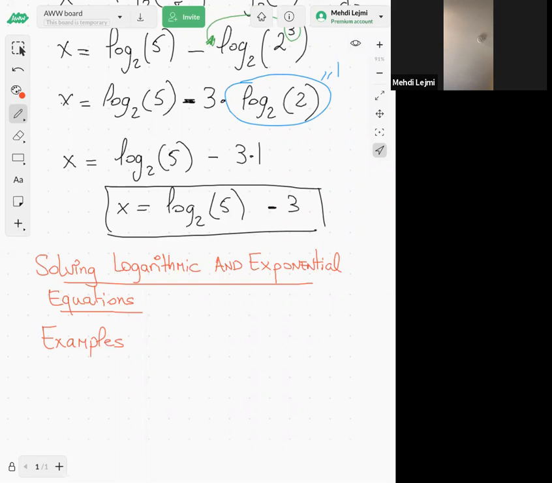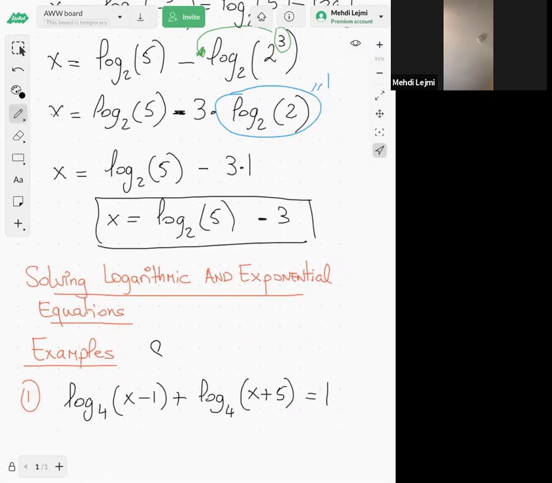So example number 1. Let's say I have log in base 4 of x minus 1 plus log in base 4 of x plus 5 equals 1, and of course, I want to solve for x.